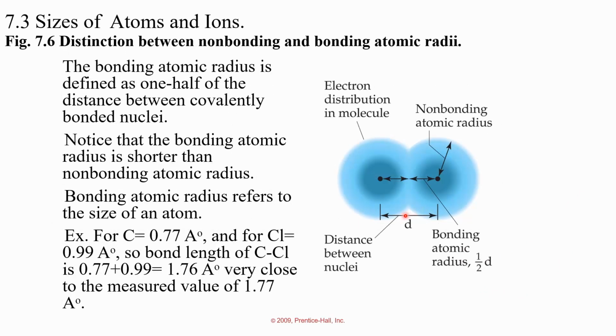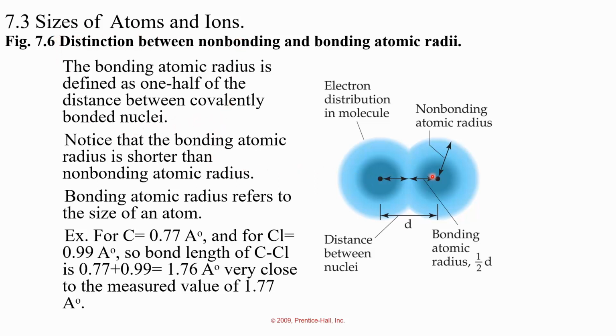Now, sizes of atoms and ions. By the way, this is a section from chapter 7, 7.3. Now, the bonding atomic radius is defined as 1/2 of the distance between covalently bonded nuclei. In this section, we talk about the sizes of atoms and ions.